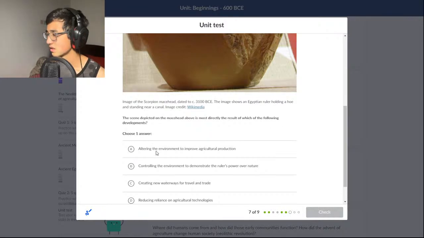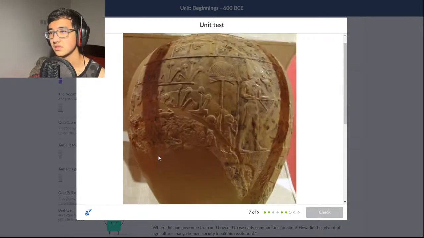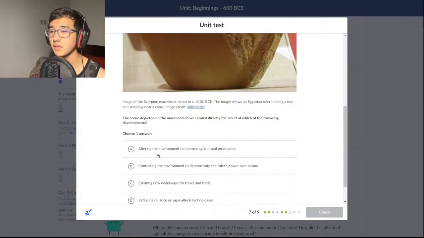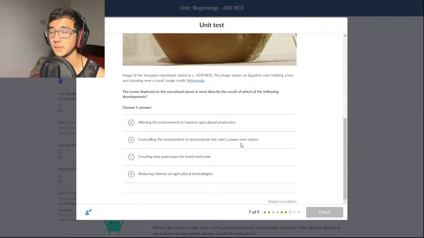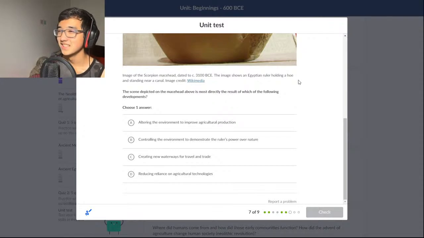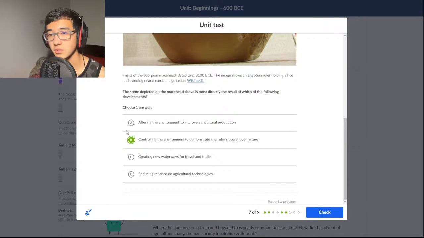Okay. Anyway, A, altering the environment to improve agricultural production. Yeah, it could. B, controlling the environment to demonstrate the ruler's power over nature. That makes sense, because look at the caption: Egyptian ruler holding a hoe and standing near a canal. So he's manipulating or controlling the environment, and it's a ruler doing it, so the ruler's power over nature. So it could be B.